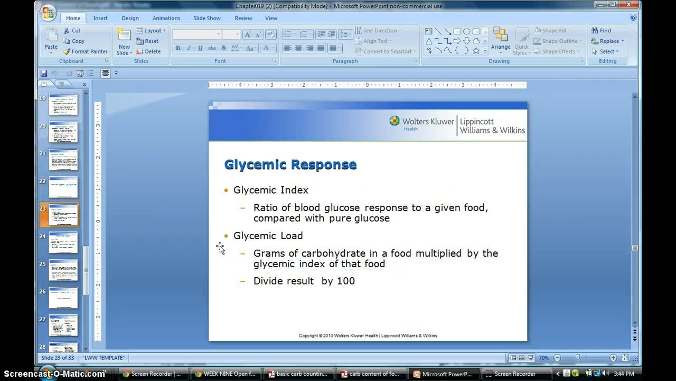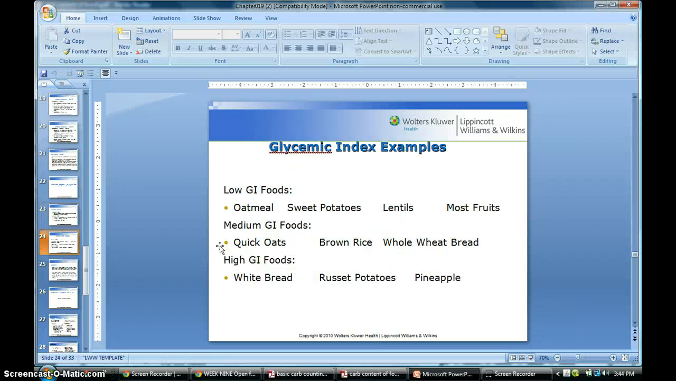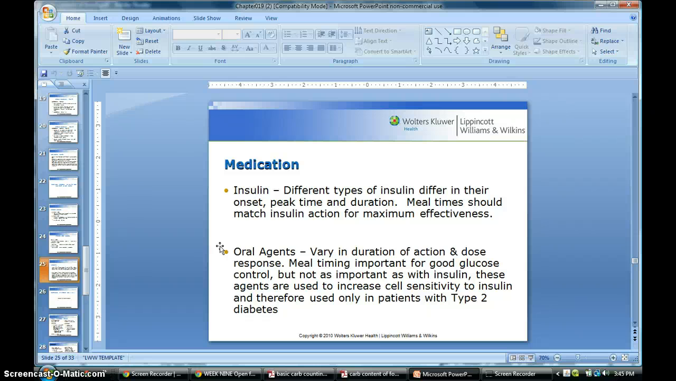Glycemic index, glycemic load to a lesser extent is important. I would read up about this. Just understand that different foods have different impacts on blood glucose, and this may be used to fine tune somebody's meal planning. I would not really get into it too much in the first session with somebody. It's too overwhelming, and this is really more for a little bit later down the road when someone needs to be fine tuned. Okay, this is an example of low GI foods compared to high GI foods.